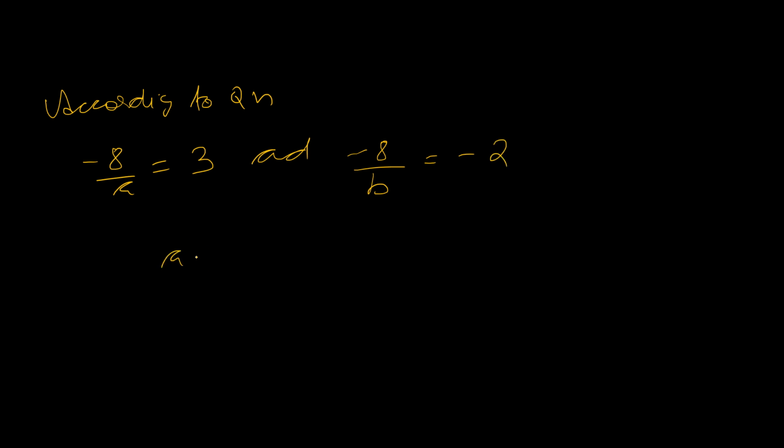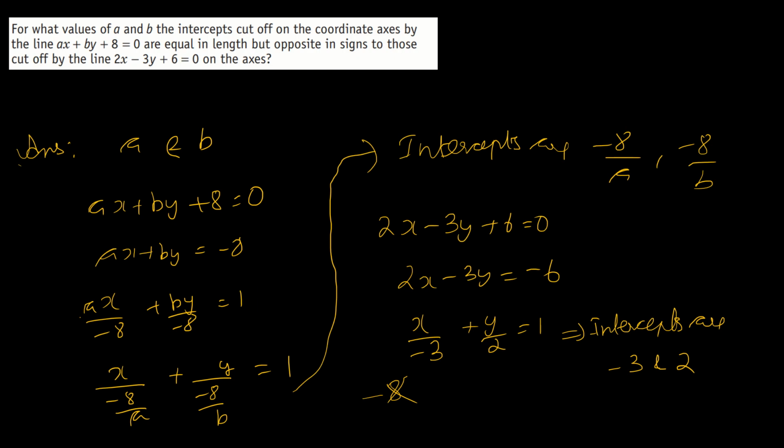So the value of a will be minus 8 by 3, and b will be 4. See, it's a simple concept, but we have to read the question and understand what they mean. Okay, it's a simple concept.